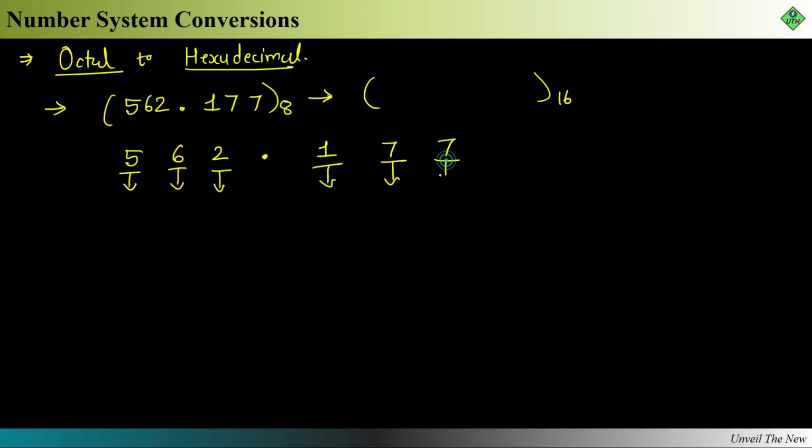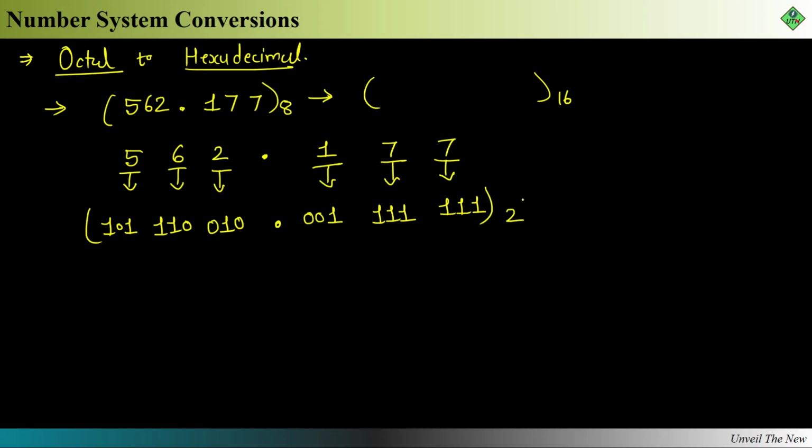So first of all, I will write down the binary of 2 in the group of 3 digits, that is nothing but 010. Then for 6 the binary will become 110, and for the 5 the binary will become 101. Then for 1 the binary will become 001, for 7 the binary will become 111, and again for 7 the binary will become 111. Now we are getting the binary number of the octal number 562.177.